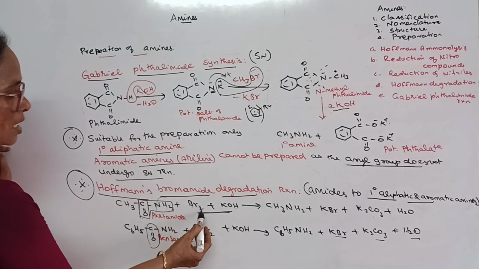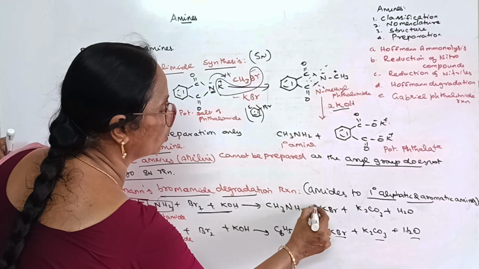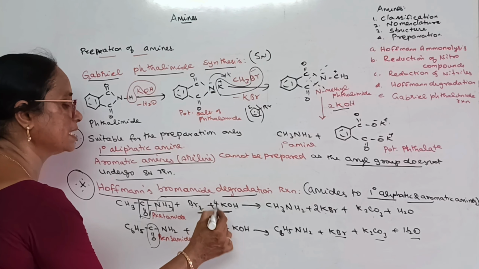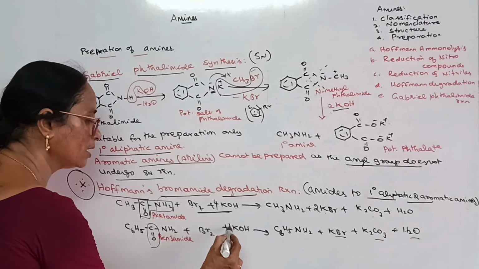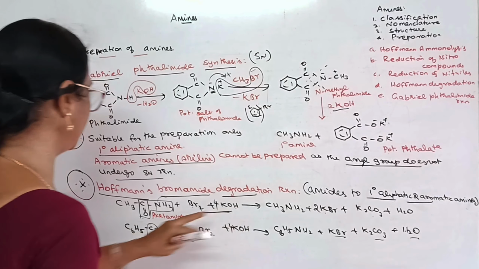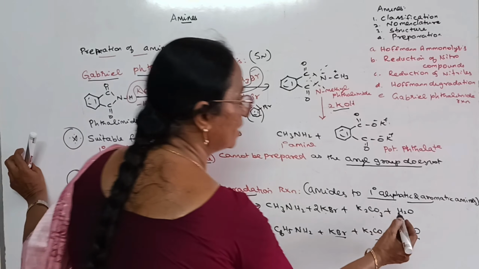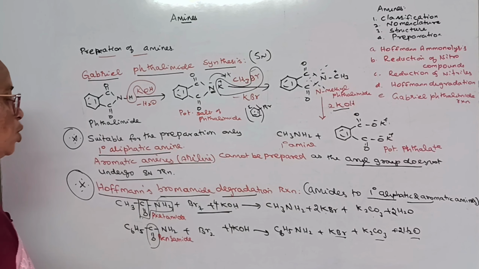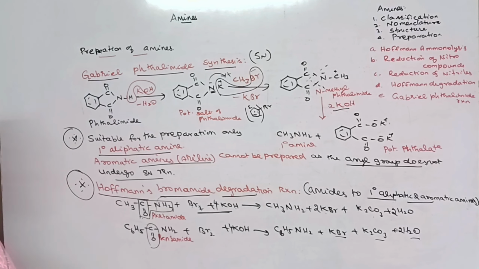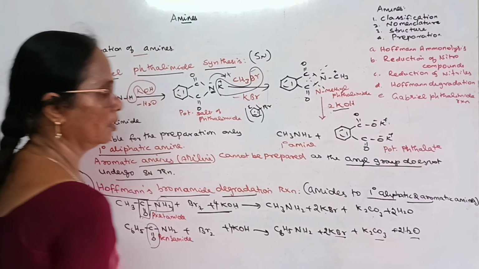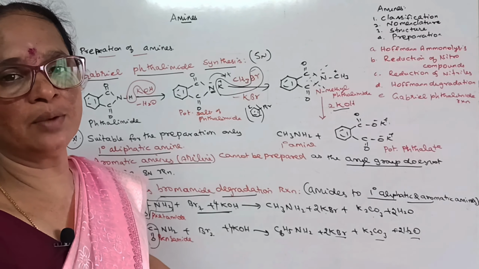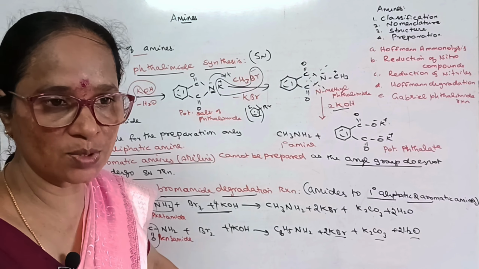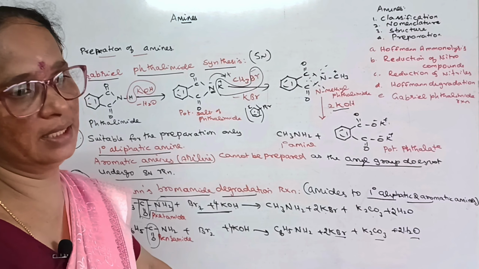To balance, 2 potassium bromide, K2CO3, so 2 potassium, hence potassium hydroxide becomes 4 times, and the 4 OH with 2 hydrogens makes 2 molecules of water, and the CO group is converted into CO3. That's all the different methods of preparation of amines, both aliphatic as well as aromatic amines.